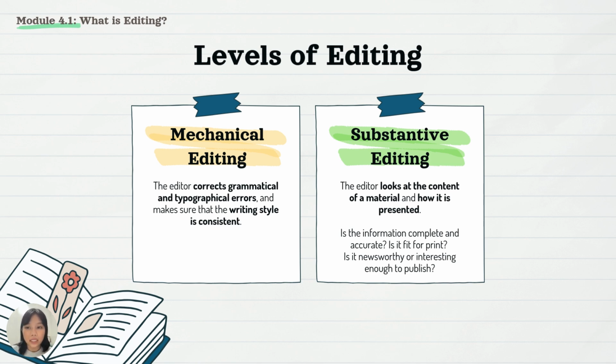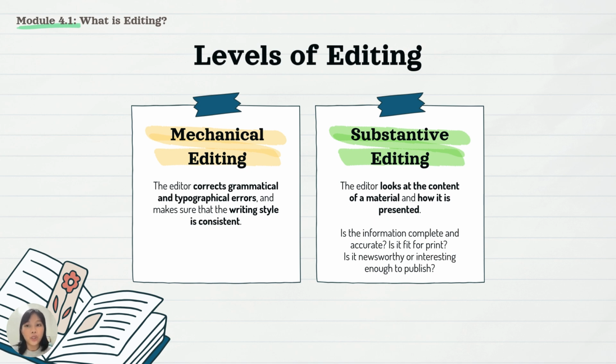So in mechanical editing, the editor corrects grammatical and typographical errors and make sure na yung writing style ng manuscript or work is consistent. Hence, the editor must ensure that the manuscript follows yung style guide, lalo na sa isang organization. Meron niyang specific tone na kailangan kumbaga i-practice all throughout their manuscripts and works. In this level of editing, nagpo-proofread ka tsaka nagka-copy edit ka na. Check mo lahat yung punctuations, yung capitalization, yung mga spelling, and even yung abbreviation. Tama ba lahat yun?